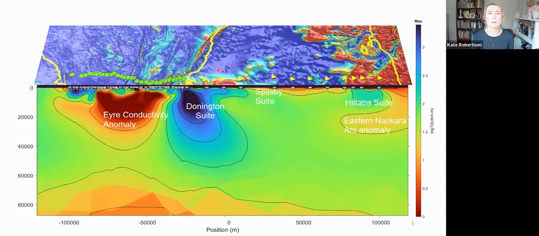Then we add in the new broadband MT data. Broadband is more targeted for crustal, whereas long period is targeted for mid-crustal to the full lithospheric mantle. So you see the air conductivity anomaly come out in quite a lot more detail now. We've got some really resistive rocks from the Donington granitoid package, and the southwestern extent of the Eastern Nacre Arc anomaly coming under the Hiltaba Suite, which is an intrusive package associated with a lot of the IOCG mineralization further north.